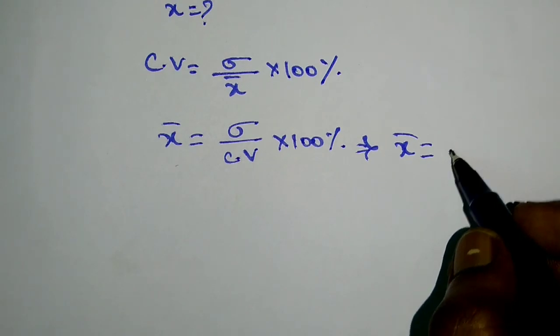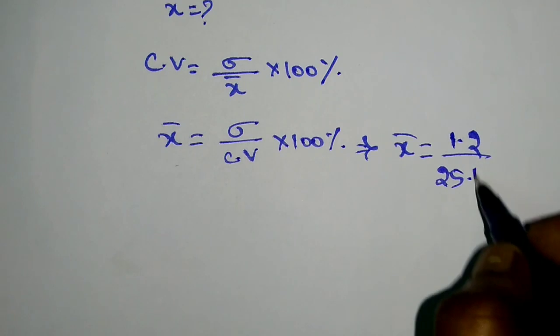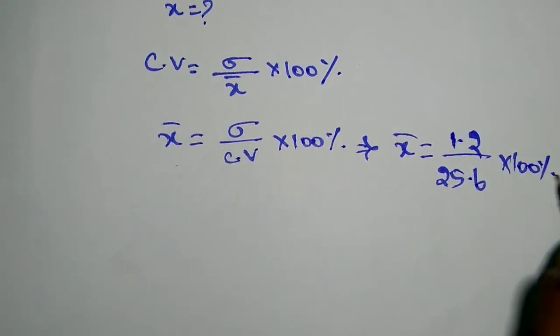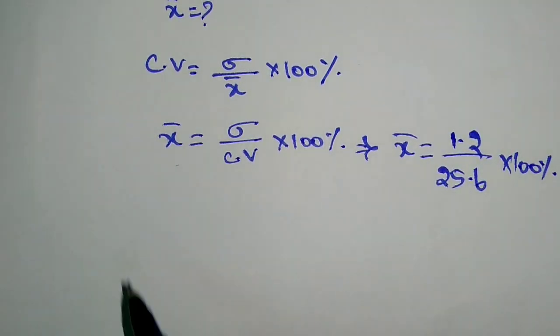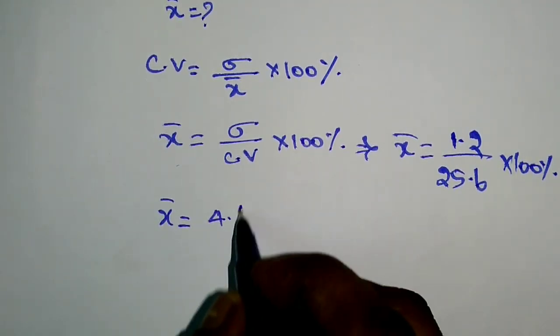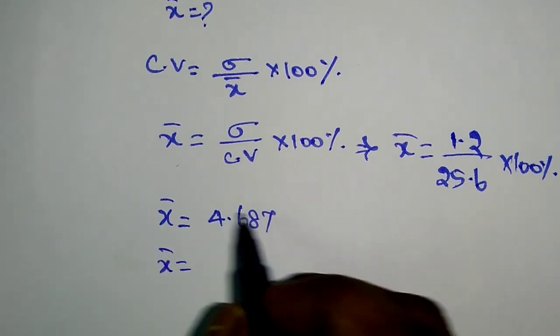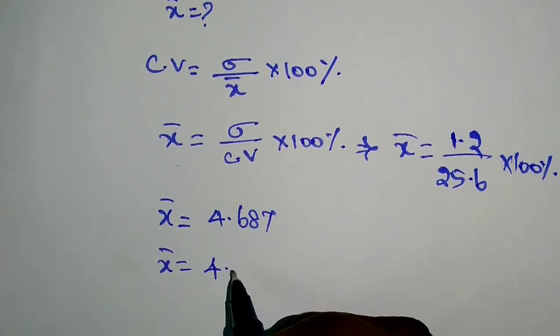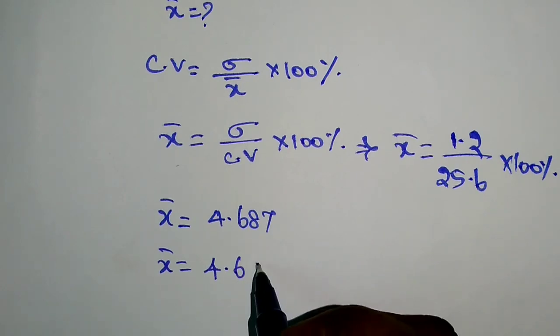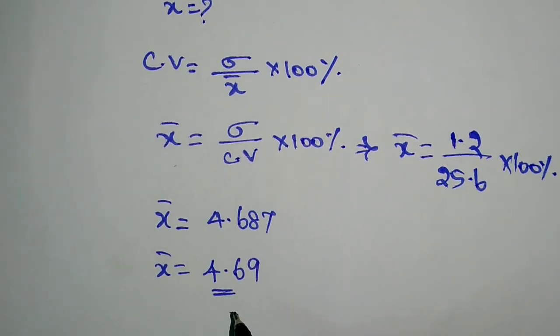So x bar is equal to 1.2 divided by 25.6 into 100%. Here we cancel, we get x bar is equal to 4.687. Here we get approximately, it can be written as 4.69. So the value of mean is 4.69.